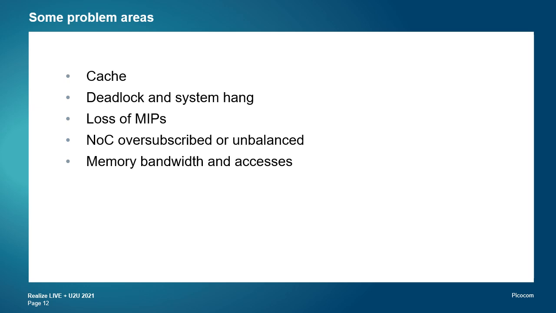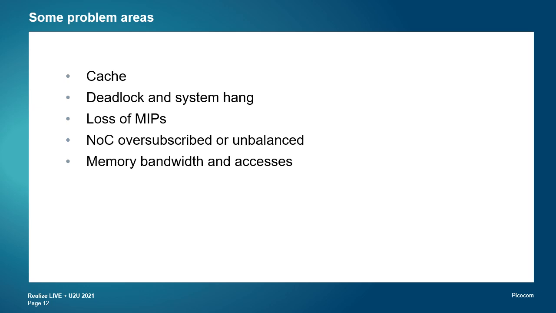Caches. The caches are unpredictable, and the performance of the cache miss latency is an issue. Systems sometimes hang or deadlock, and it's not always clear what's going on when that happens or what led up to that. Loss of performance in the CPUs primarily. And this isn't necessarily an underpowered processor, but it's the interaction of software with other components in the SoC. The dimensioning of the NOC is also another area that can cause performance and functionality issues.